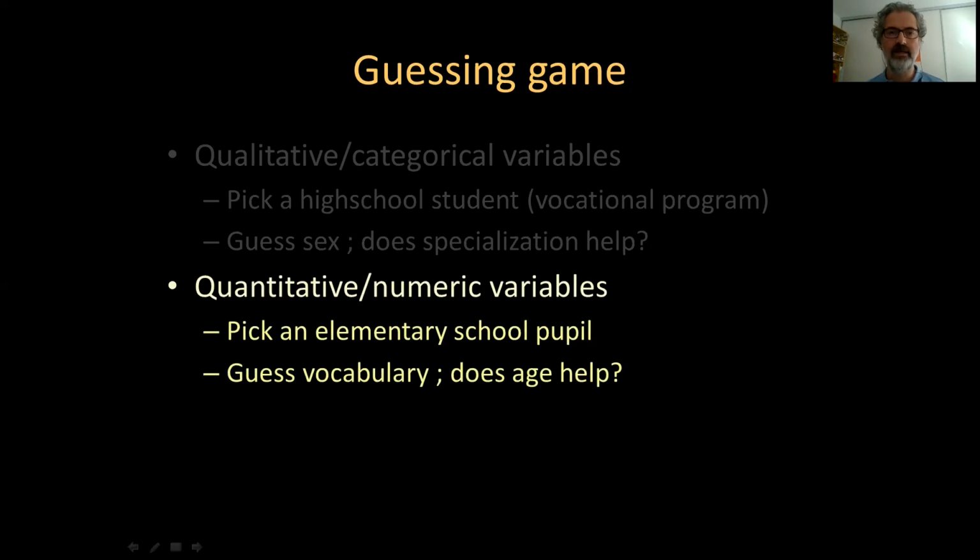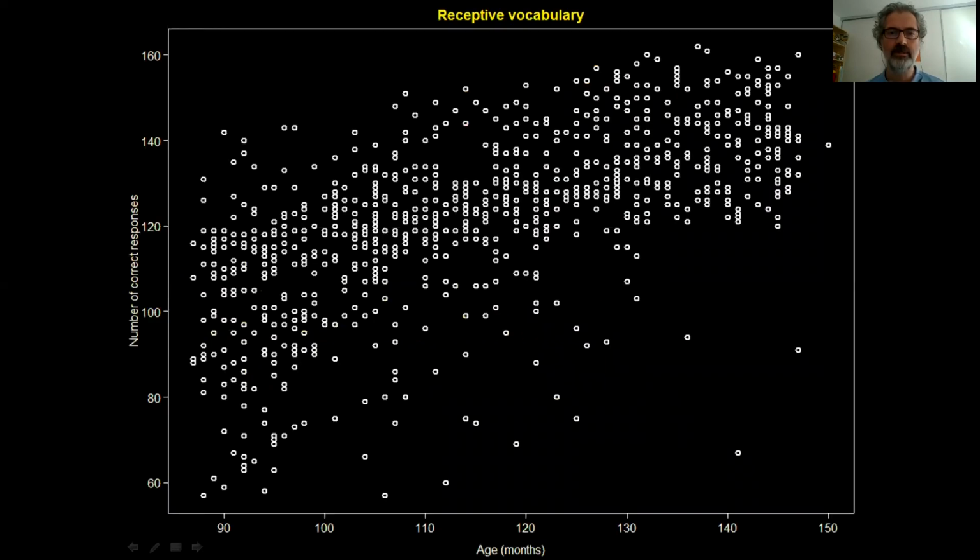Let's go outside an elementary school now and pick a random kid, one pupil. Guess their vocabulary score. That is, guess how many correct answers they will get in a test of receptive vocabulary showing them pictures and saying a word, and they have to choose the correct picture that corresponds to the word. So how would you do that? Would knowing the age of the child help you guess more accurately?